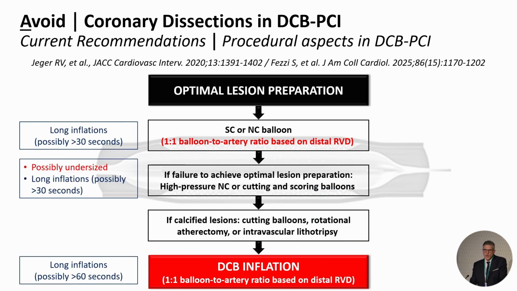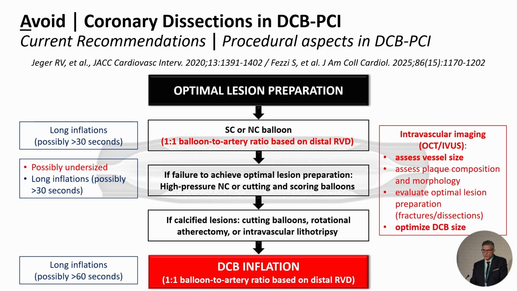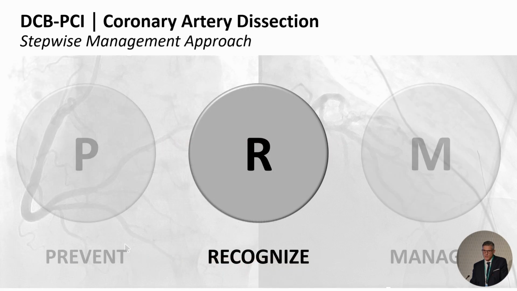So here it's important to highlight some more procedural aspects related to long inflations, probably more than 30 seconds for the predilation and 60 seconds for the DCB, and the need probably to undersize the cutting balloon in order to prevent the occurrence of complications like dissections. We already touched the point of intravascular imaging that may be helpful in some cases to assess vessel size and optimize the DCB size, again, in order to reduce the occurrence of coronary dissections.